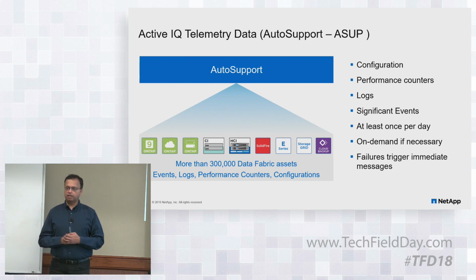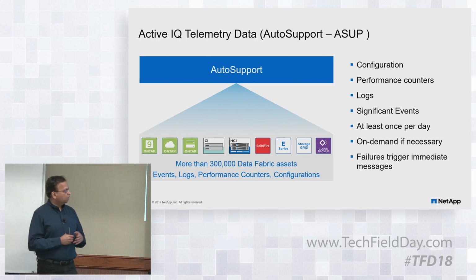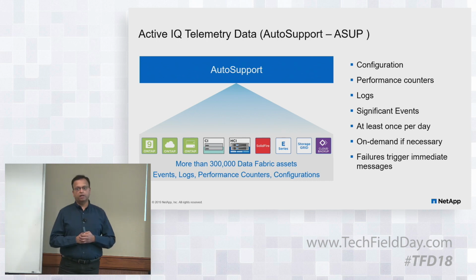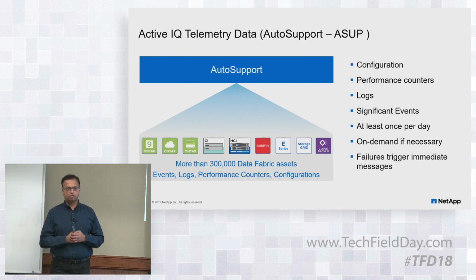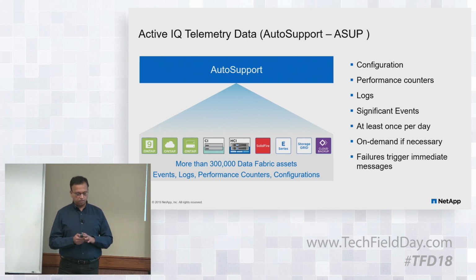And for any significant event that we get, we respond really fast, create a case or take whatever the appropriate action is. So we get these messages at least once a day from over 300,000 systems around the world. We can also trigger these on demand if necessary, right? So this comes in handy when you're trying to triage a support problem. And the last piece is then when something fails, whether that's software or hardware, we will do something in under 2 minutes. That's our SLA. We'll take some action.